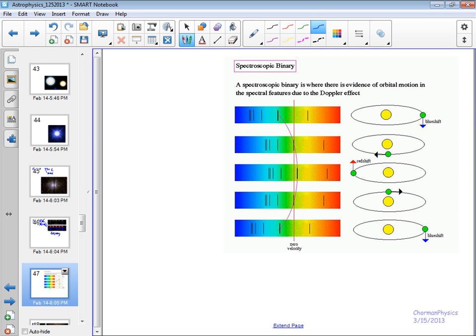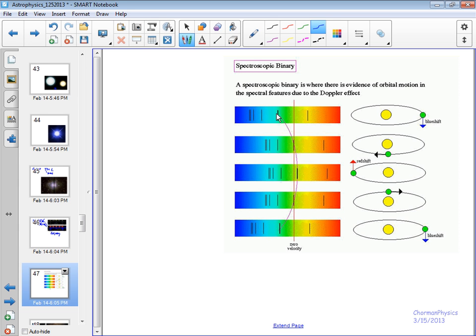The other is a spectroscopic binary, where we have the Doppler effect, which causes a shift in the spectrum. In other words, the spectral lines are going to move back and forth. As one star comes towards us, we have a blue shift, and all the spectral lines move to the blue part of the spectrum. If it's moving perpendicular to the line of sight, we won't notice any shift. Then as the star moves around and starts to move away from us, we see the same spectral line shifted towards the red part of the spectrum.